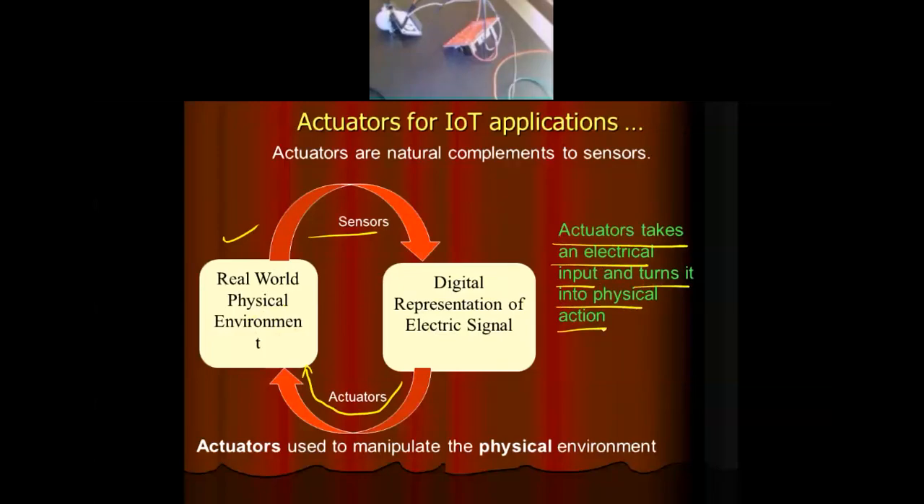Exactly the reverse of the sensors. Sensors take the physical data and convert it into an electrical signal, while actuators do the reverse. They take electrical input and turn it into physical action. So actuators are useful to manipulate the physical environment. With your hardware, you have to connect the sensor, and you have to connect the actuators also. Apart from that, the hardware is also connected to the internet, so that you can do all of these jobs remotely from anywhere in the world.